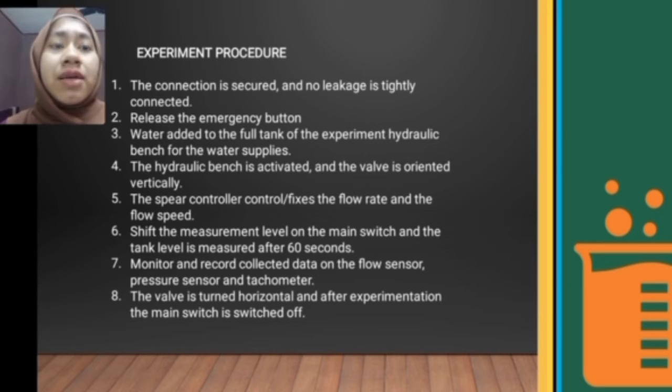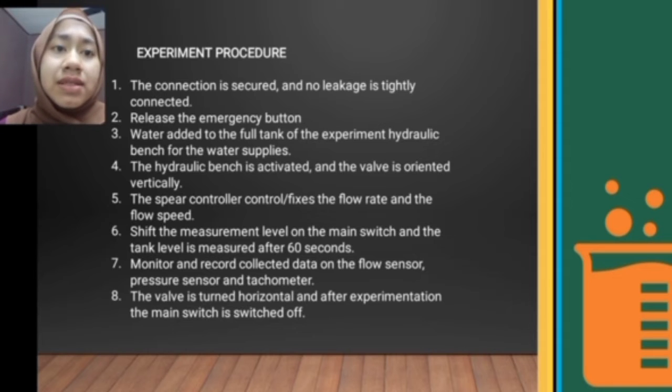For the procedure, the first step is to make sure the connection is secure and there is no leak, everything tightly connected. Number two is release the emergency button, and then add water to fill the tank of the experiment hydraulic bench for the water supply. Number four is the hydraulic bench is activated and the valve is oriented vertically.